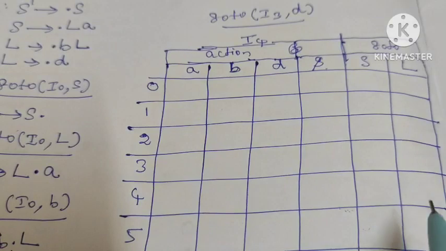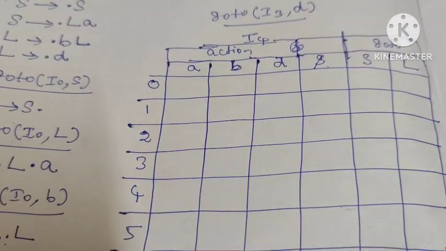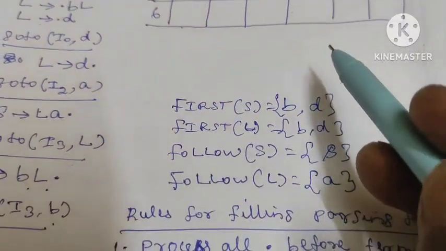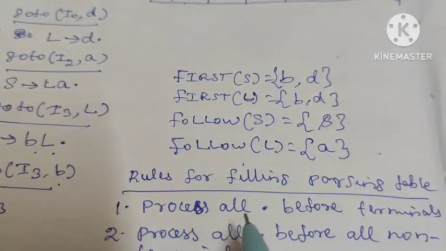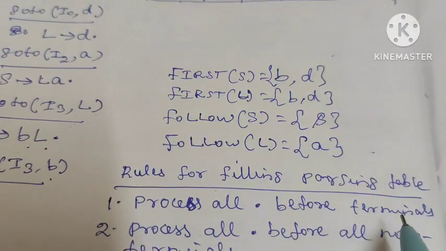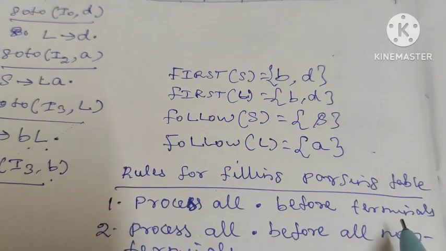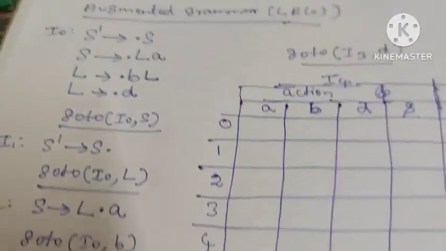Now how to fill these columns? Okay. So the question is how to fill these columns. The first step is to process all the dot before terminals in all item sets. Process all the dot before terminals in all item sets. Now how to do that?